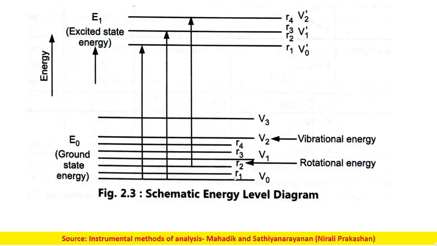Also molecules may rotate, and due to that rotation we may have rotational energy, and herein the rotational levels are R1, R2, R3, R4. If you look over here, in the electronic transition we need the highest energy. In the vibrational transition, we need a medium amount of energy in comparison to the electronic transition. And the rotational transition needs a very low amount of energy.